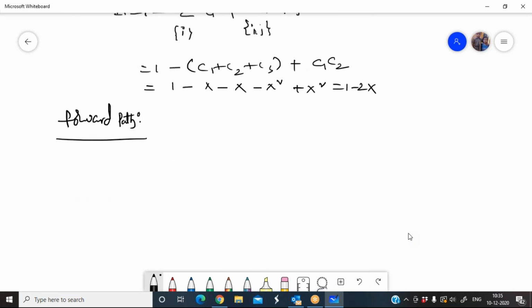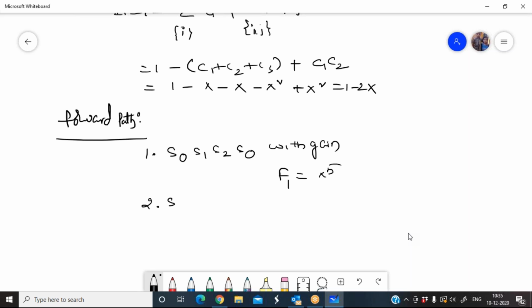So I want to write the forward paths here. The first forward path is S0, S1, S2, S0 with gain Fi, the ith forward path. So F1 equal to... What is the gain? Look at the modified state diagram. Tell me the gain. X power 5, right? X square, X square, that is X power 5.